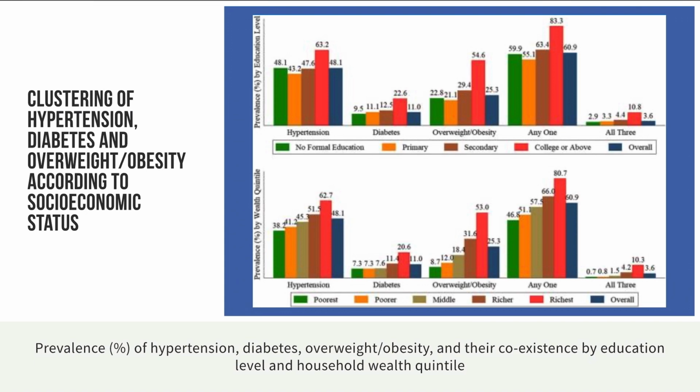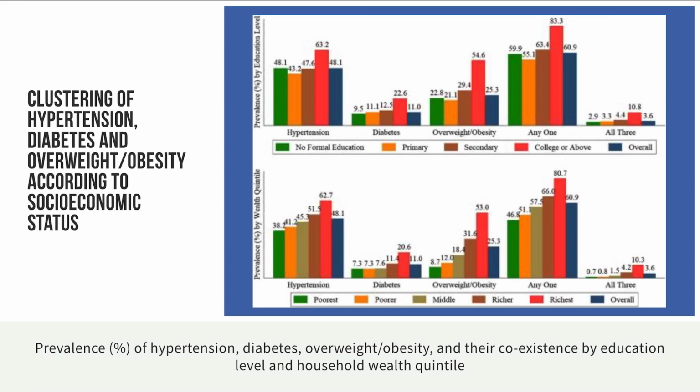So coming to this slide, I wanted to emphasize a study that was conducted in Bangladeshi adults. It was about higher education level and higher household wealth quantile. They had a significant increased prevalence of diabetes, hypertension, overweight, and obesity. As you can see in the graph on this slide, the top shows the prevalence by education level, and the bottom shows the prevalence by the wealth quantiles.